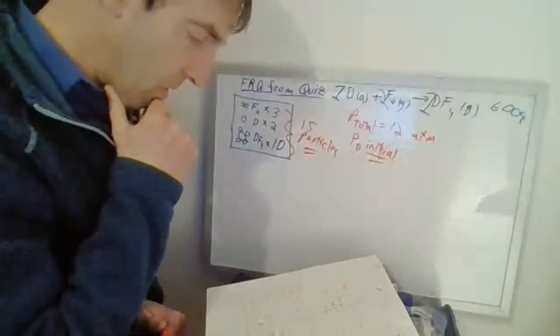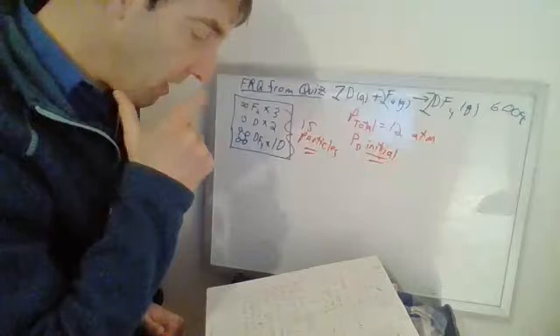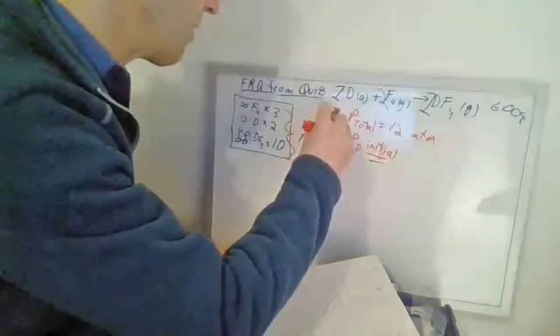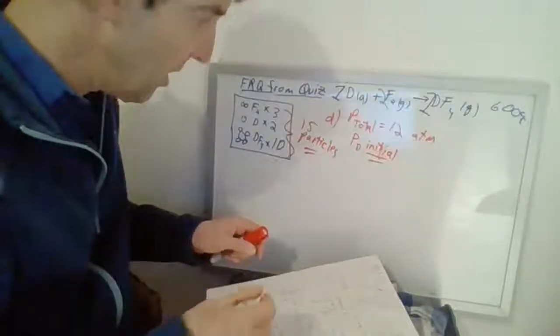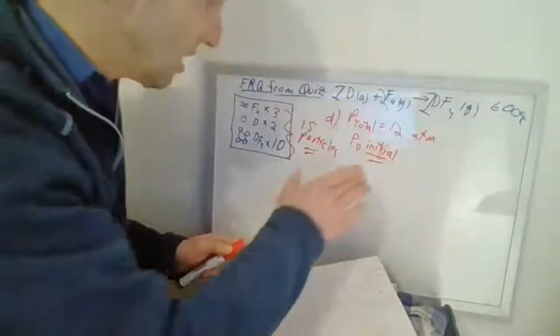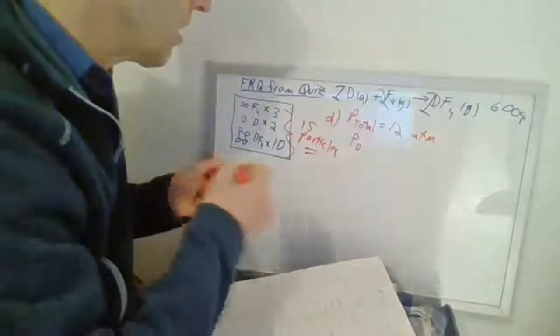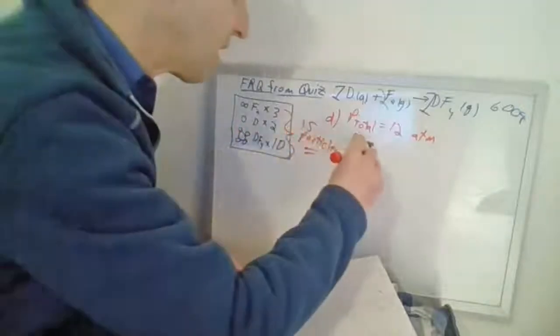Let me make sure I'm doing it right. No, that's question E. Sorry. I'm on the wrong one. Okay, so they don't want question D. They want just the P of D. So that's going to be easy. Check it out. I got 2 out of the 15.